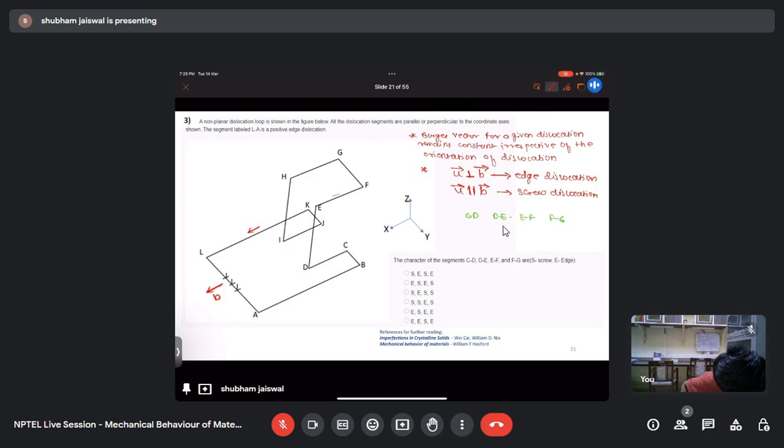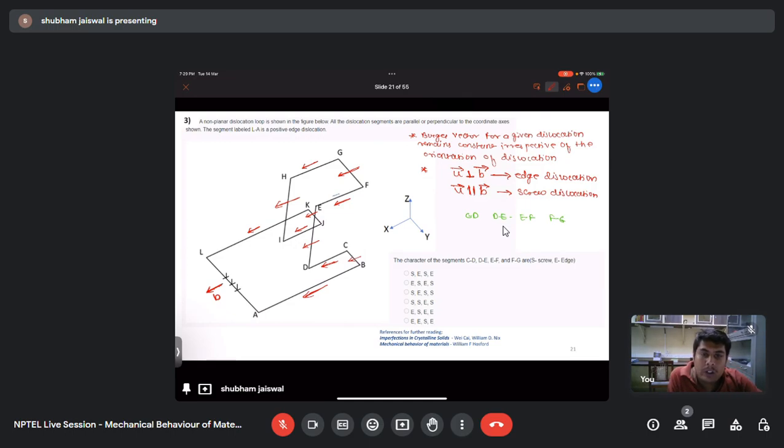Here also the Burgers vector is like this. Here also it is like this. Here also, like this. Here it is like this. And here also it is like this. Okay, so this is the Burgers vector.